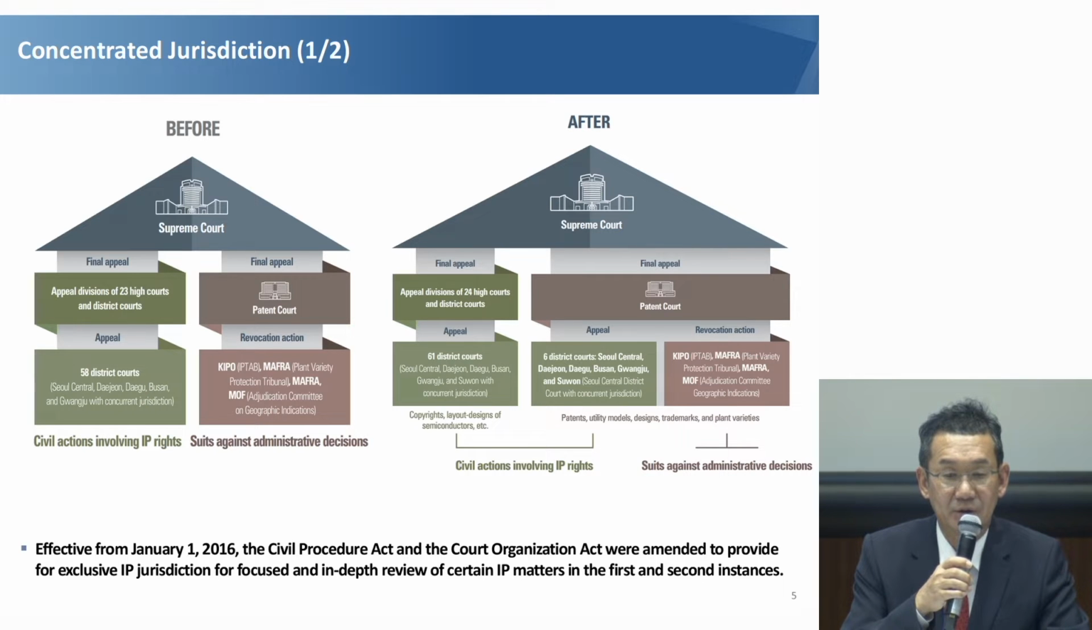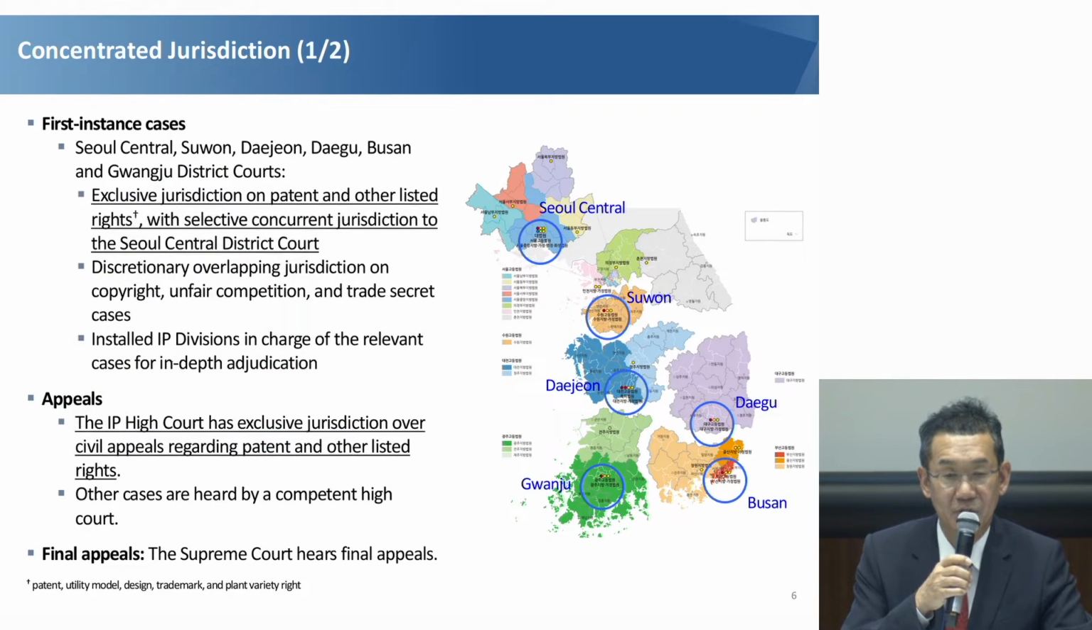Before, the Korean IP High Court only reviewed the appeal of the invalidation action. However, effective from January 1st of 2016, the Civil Procedure Law and the Court Organization Law were amended to provide exclusive IP jurisdiction for the focused and in-depth review of certain IP matters in the first and second instance. So in the first instance, there are 6 district courts: Seoul, Suwon, Daejeon, Daegu, Busan, and Gwangju.